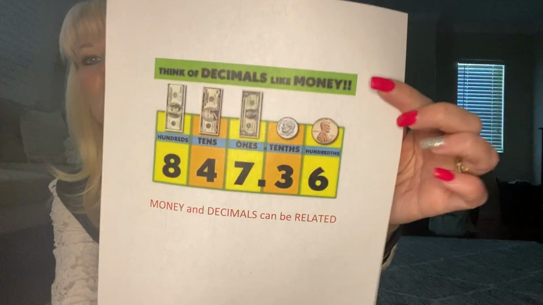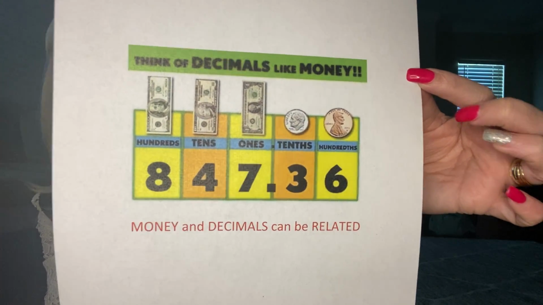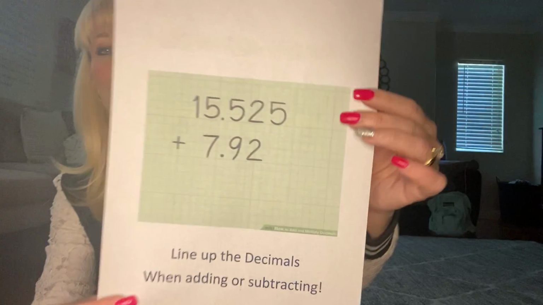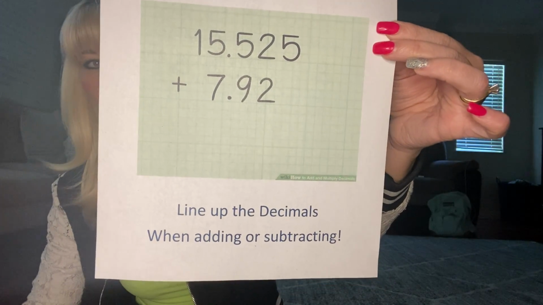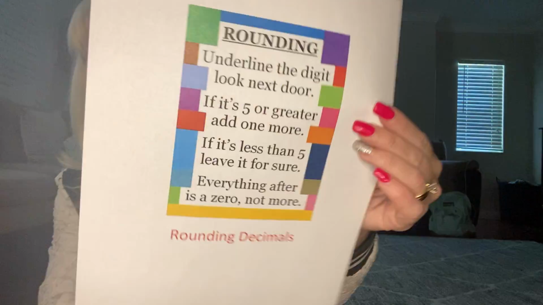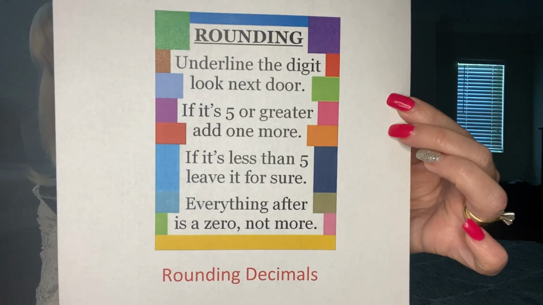Number 3, money and decimals go hand in hand. Number 4, when you're adding or subtracting decimals, you have to line up the decimal point. And number 5, you have to know the steps of how to round a decimal. If you want to come up with a little song for this poem, you can do that. All right, those are the top 5 things, you guys, the top 5 things in 3rd grade that you need to know about decimals.